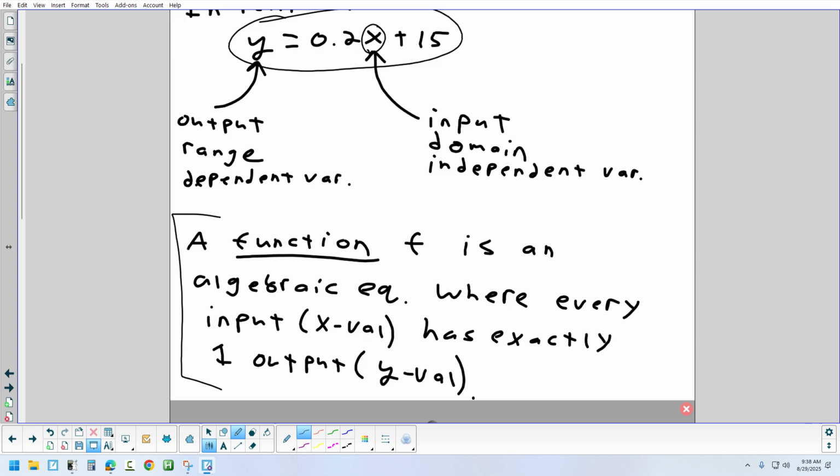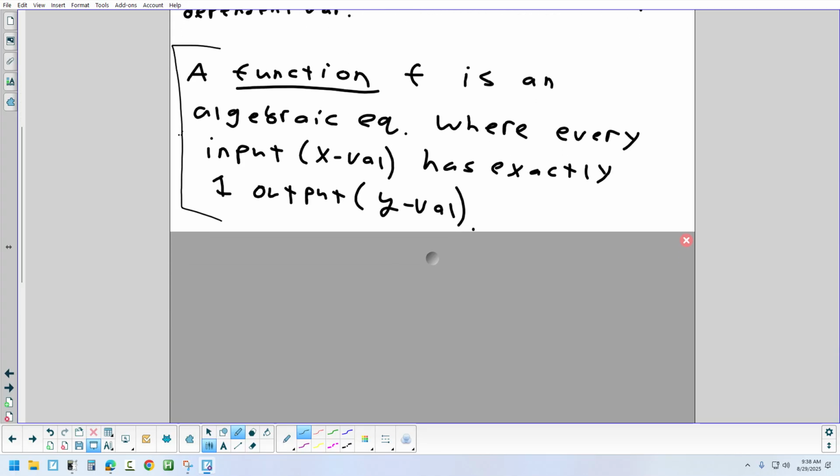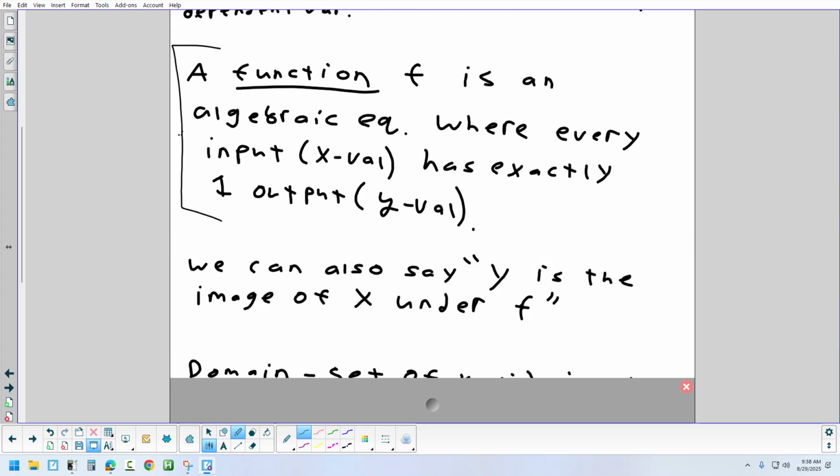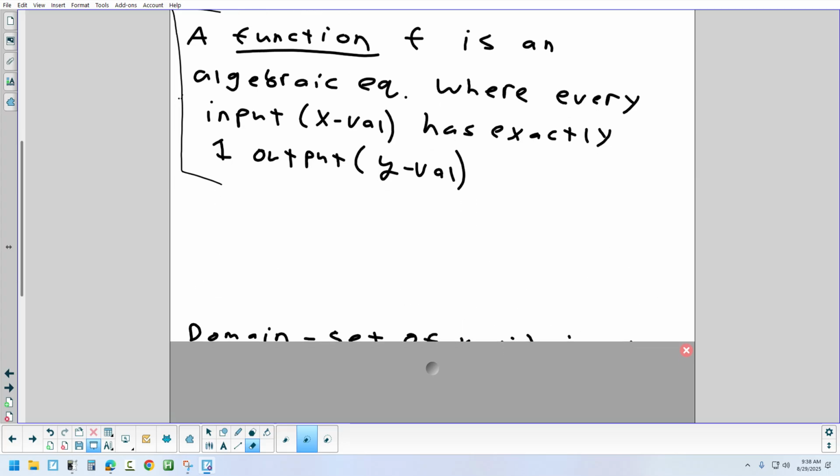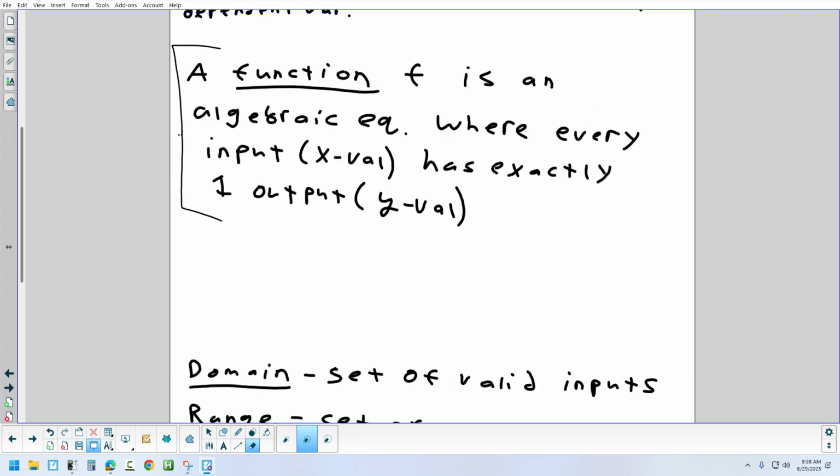The vertical line test is not a formal way to define a function, though. This is a formal way to define it. Every value of the independent variable has exactly one value in the dependent variable. Just kind of further explaining domain and range. I already said this. Again, domain is what you're allowed to plug in. Range is the answer you get back.